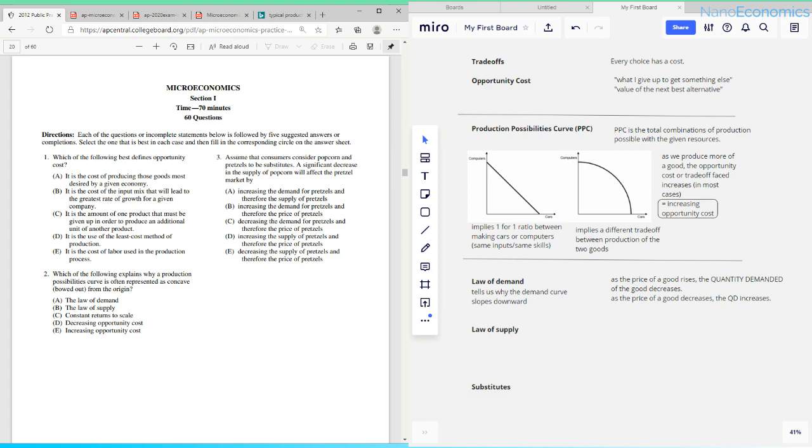So all that is to say, we're going to cover the law of demand even more in detail, but the best way to understand it is that it tells us why there's a downward slope to the demand curve, and it relates to how you make decisions. If the price is low, you're going to put more in your cart. If the price is high, you're going to put less in your cart.